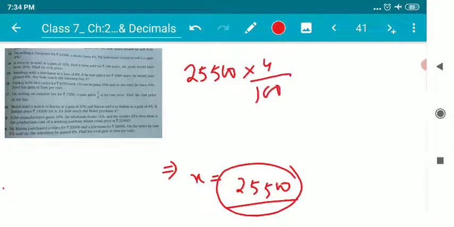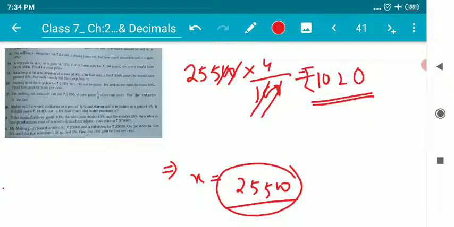So it will be 4 by 100. 0 0 will be cancelled. 255 into 4, 1020. Okay, 4% of it is 255 into 4: 4 fives are 20, 0 will be carried.